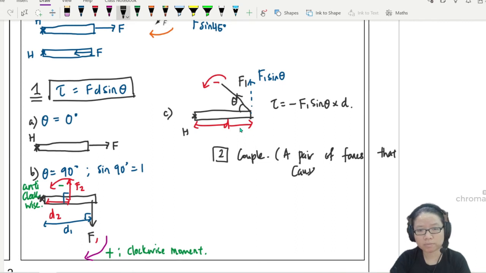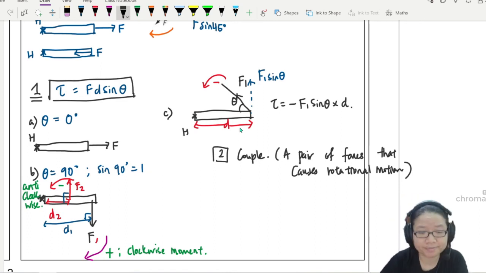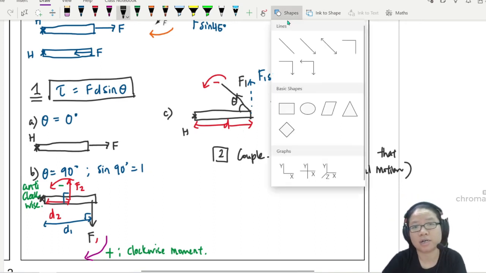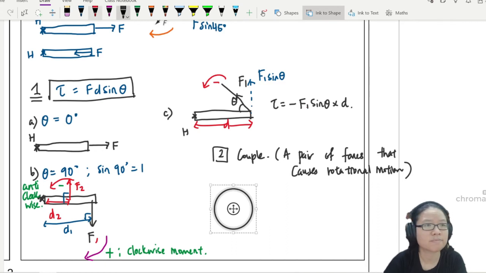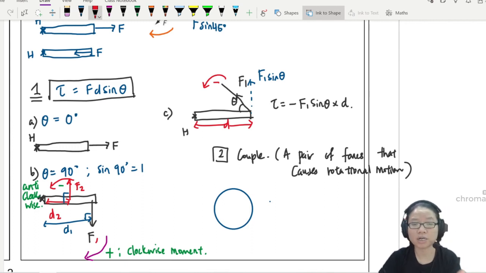Okay, so you can think about couple as a subset of torque. So couple is often observed in objects such as steering wheels. So for example, maybe I draw a steering wheel here. Okay, this is a steering wheel. All right, and normally when you apply force on the steering wheel, maybe I want to turn the steering wheel clockwise. Let's say I want to turn the wheel this way.